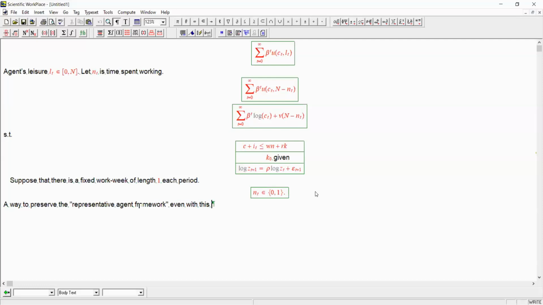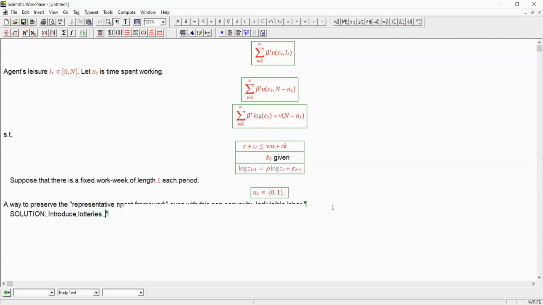even with this, what it's called is a non-convexity. Or you could also refer to this as indivisible labor. It's either 0 or 1. This is a non-convexity because this set here is not convex. There's 0, there's 1, and the values in between are not allowed. What's the solution to this? Is to introduce lotteries.